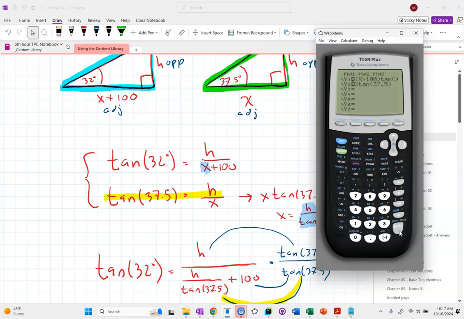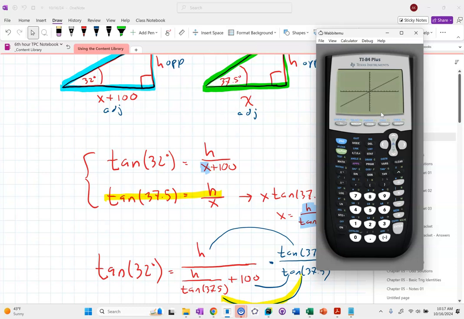I'm then going to graph these two equations and look for the intersection. So if I hit graph on my calculator, I see the one equation, but Mr. Kulik, I don't see the other one. I don't see an intersection. Did I do something wrong?